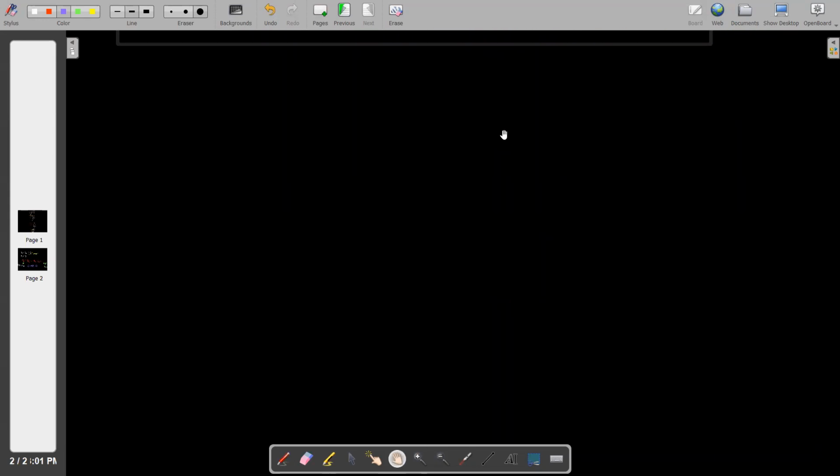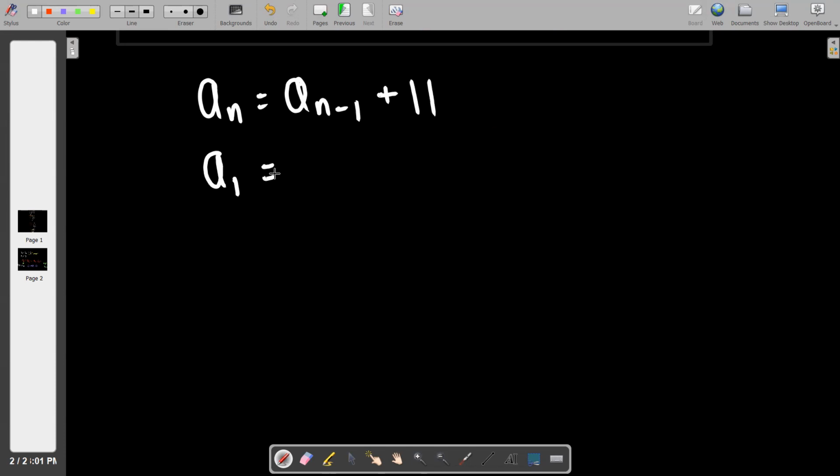Okay. So the key is, I'm not going to give you any explicit formulas. I'm only going to give you recursive today. So here's a recursive formula: any term is equal to its predecessor increased by 11. Now, the reason that formula right now is no good is that you have to have a starting point. Hence the a sub 1. Let's say that a sub 1 is -52.